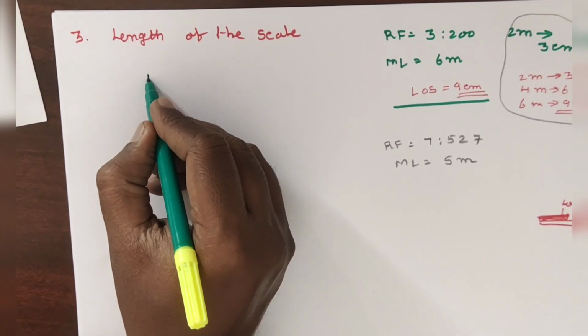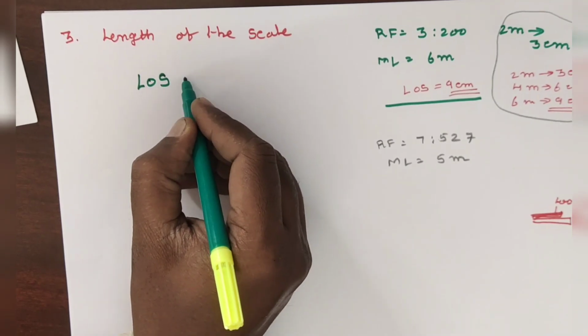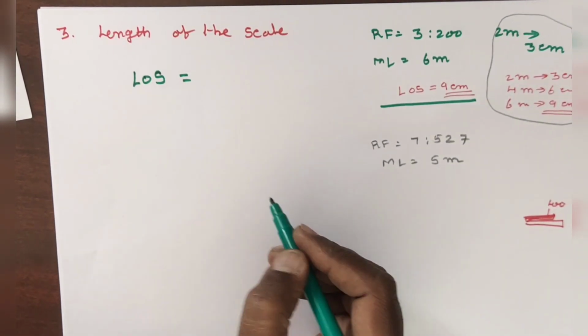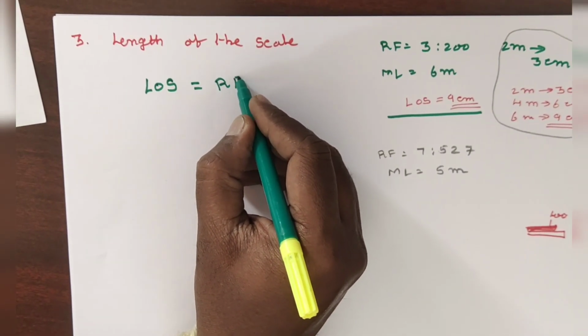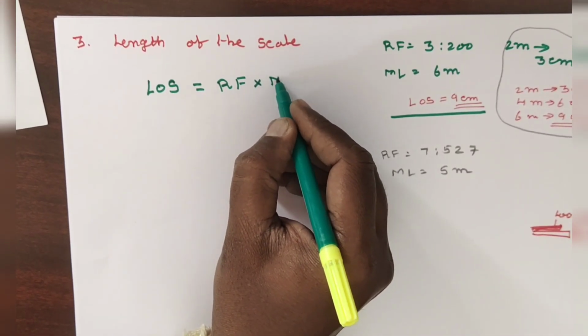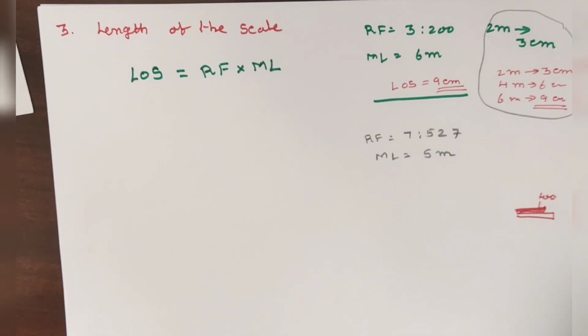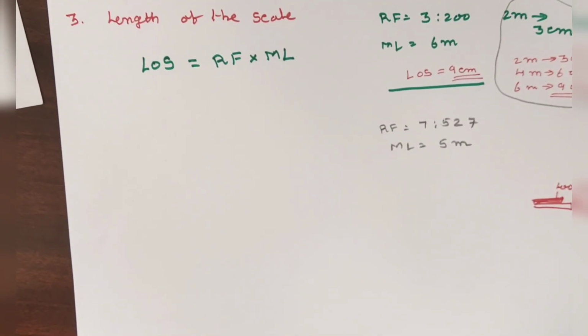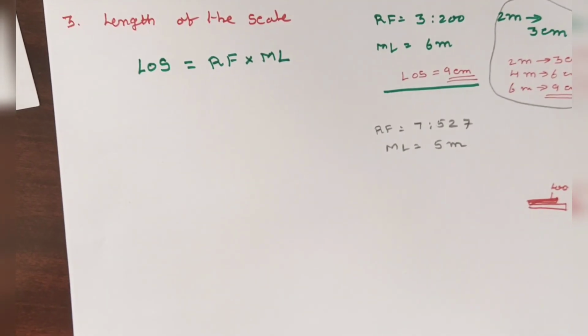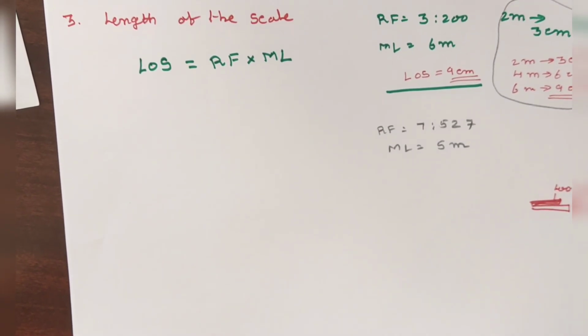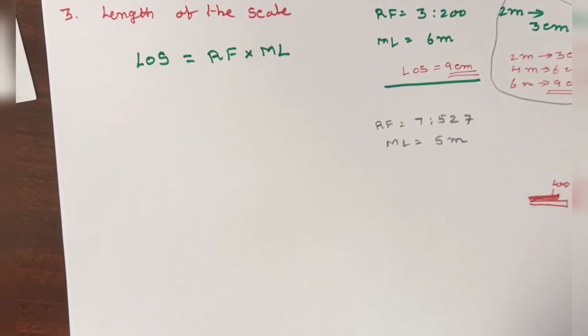That is, length of the scale is equal to representative factor into maximum length to be measurable. Is it clear? Sir, this we are going to get. You give the answer for our data. Okay, we'll check it out.